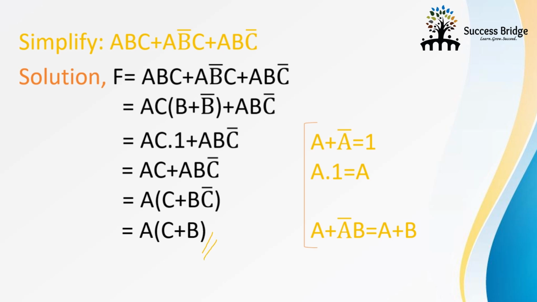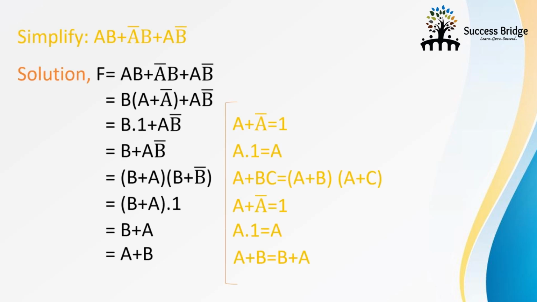This is the minimized term. Here we have taken AC as common, b plus 1 is 1, and then again we took A as common. This is how we minimize our Boolean expression. Let's see another example.